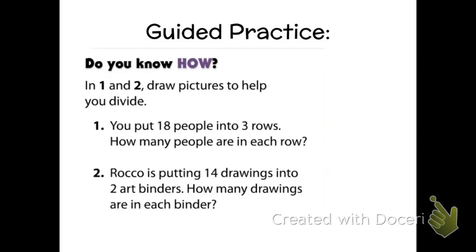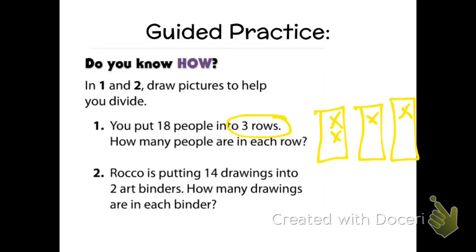Well, for this one, if I were drawing a model, I know that I have 3 rows, so I would draw 3 boxes or 3 circles. Okay, I like to use X's to represent my people or items that I'm dividing out. Well, I know that there's 18 total. So I'm going to put 1 in each box until I end up with a total of 18. Well, right now I've only done 3 groups of 3, so I know I'm at 9. Maybe my boxes aren't quite big enough.